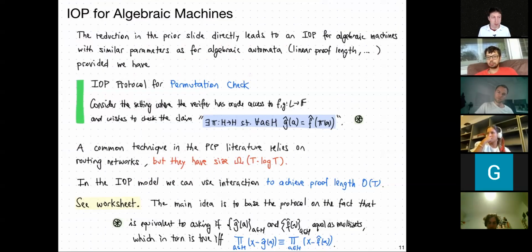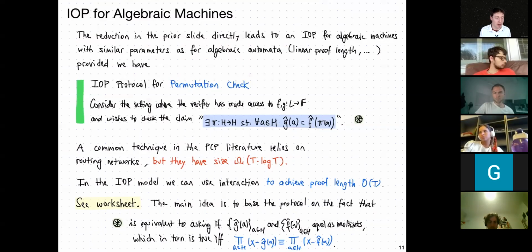I think this is a good place for me to stop and take more questions. Oh, I wanted to first preview. Tomorrow is the last lecture. We've talked a lot about what IOPs can do, and we'll talk a little bit about what IOPs seem unable to do. We'll talk about proving limitations on how sound an IOP can be.